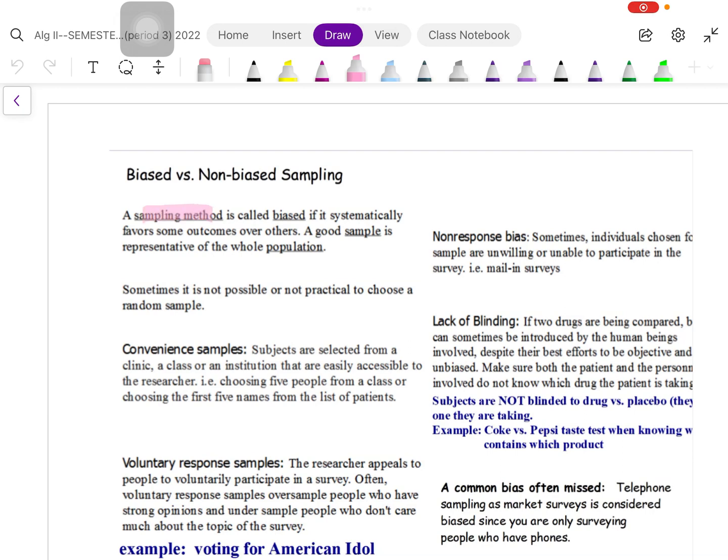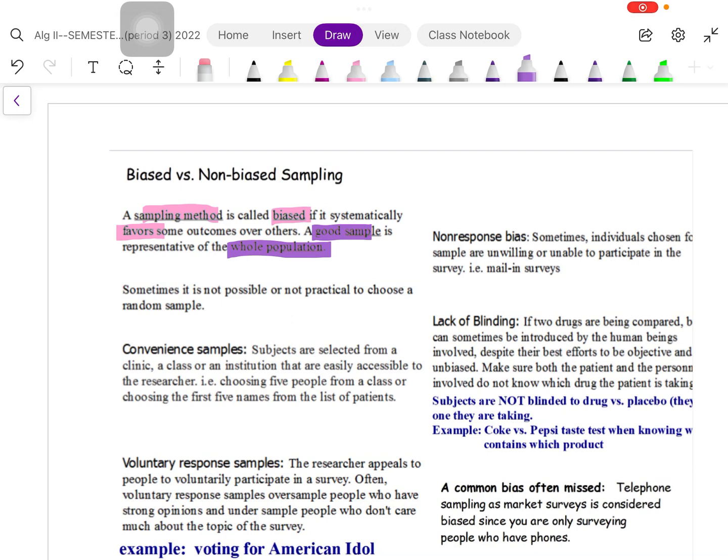Sampling means that we are going to collect data from an event. And if it is biased, that means it shows favoritism. We want our samples to be unbiased. So we want them to be a good sample which represents an entire population without favoritism.